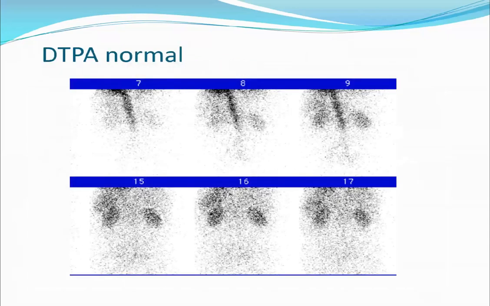This is a multiple image map for a normal case by DTPA, where the aorta appears in the middle with both kidneys on both sides. We noticed that the uptake and perfusion accumulation of the tracer is more than the aorta by 3 times.